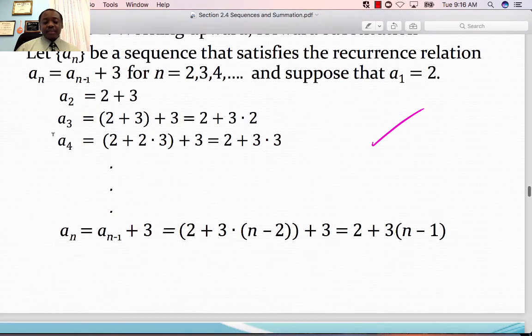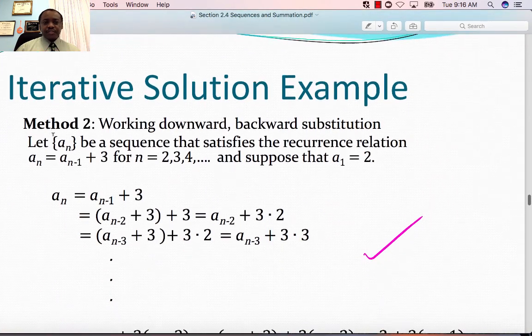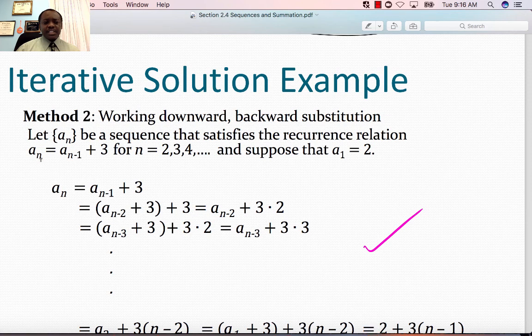Let's see a different method to do this. Iterative solution example. Again, our sequence is a_n = a_(n-1) + 3 and our initial condition a_1 is 2. So here we're looking at downward, backward substitution. So I just proceed very slowly. a_n is a_(n-1) + 3. But what is a_(n-1)? a_(n-1) is a_(n-2) + 3 + 3. And then what is a_(n-2)?